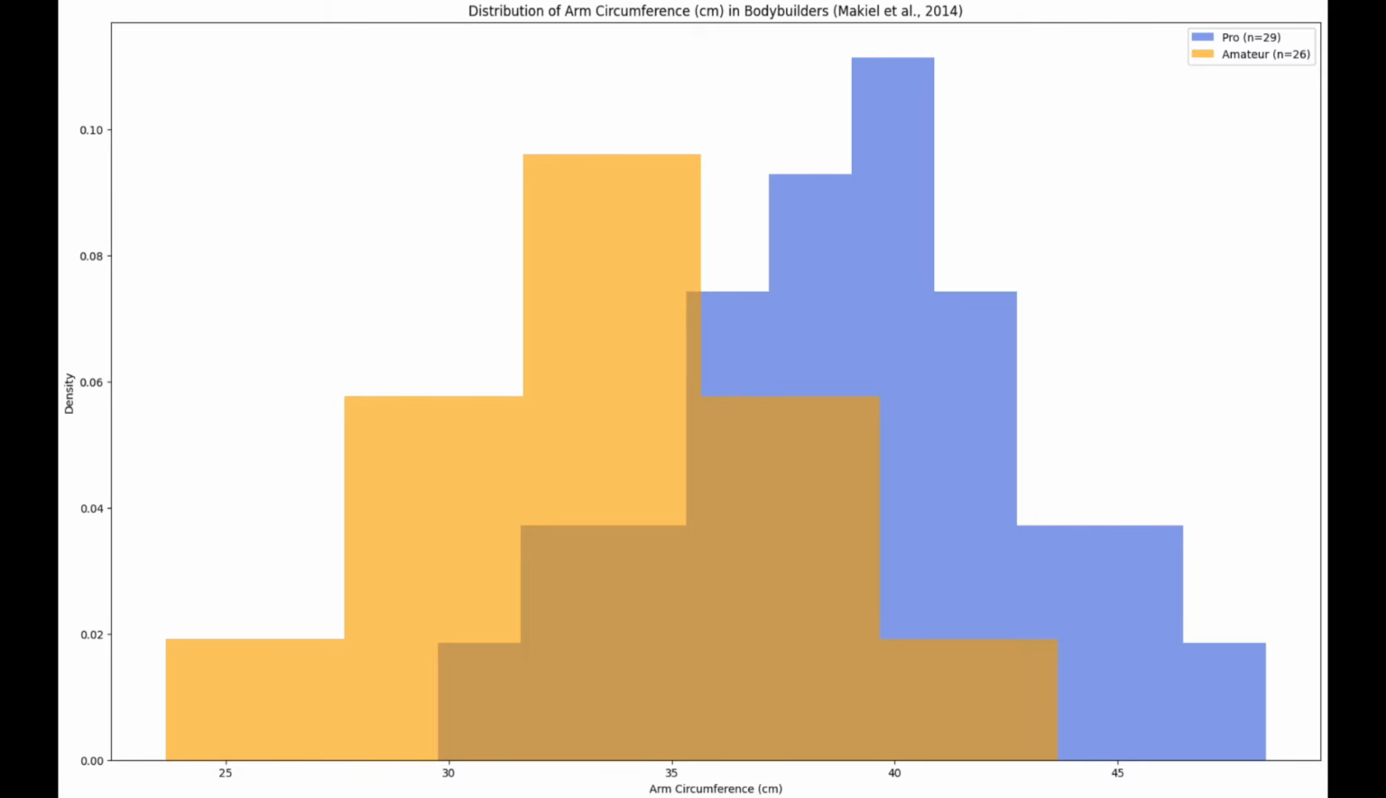And by using the mean or the average and the standard deviation, we can plot it into a graph using the estimated normal distribution. As you can see here, this is for the arm and then for the thigh.